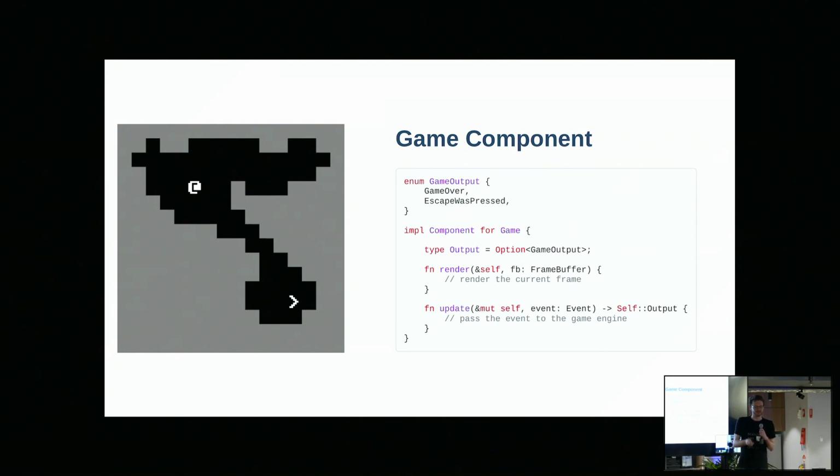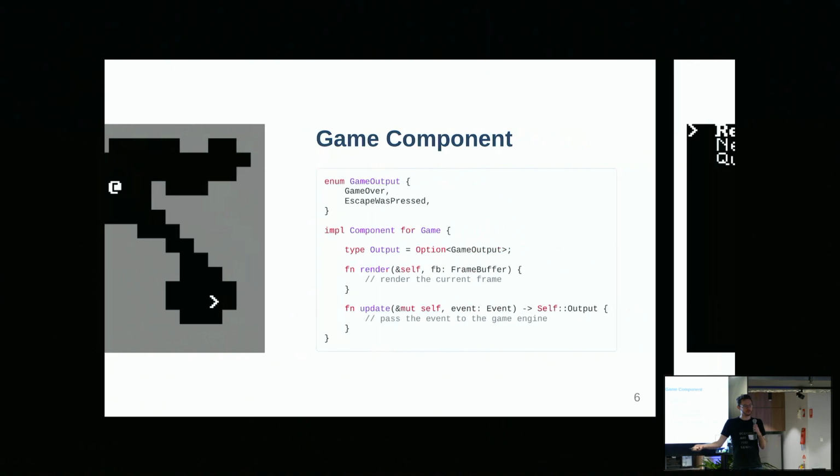I mean, the only really interesting thing here is the game output. So we're going to say that on every frame, the game either produces no output, like none, or the game's over, which is impossible, but pretend, or escape was pressed. So if the game's running and the user presses escape, we want to be able to say, oh, stop the game, they pressed escape, let's show a menu instead. When that happens, we show a menu.